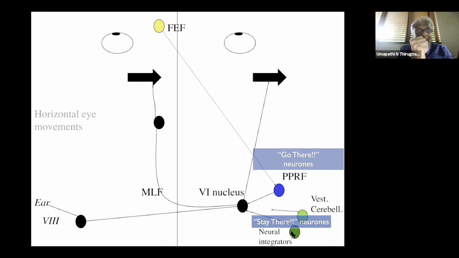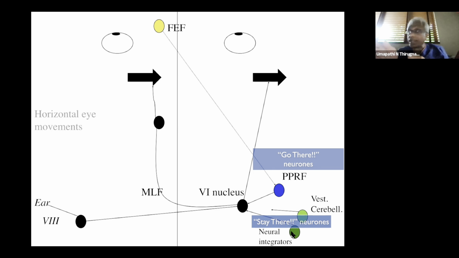Because remember, the stay there neurons are not working. So no matter where I look, I'm able to reach the target, but because stay there neurons are not working, it's going to drift back to the center. So gaze-dependent. Now, a synonymous term for this nystagmus is gaze-evoked nystagmus. Now, both these terms are very useful. Therefore, we keep both these terms because it's gaze-dependent.